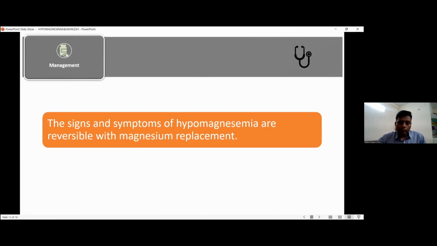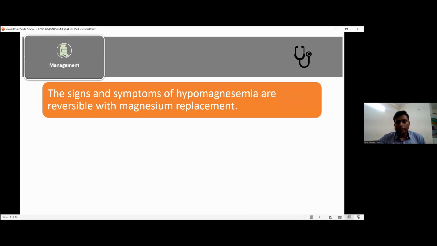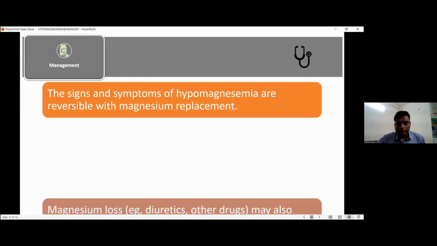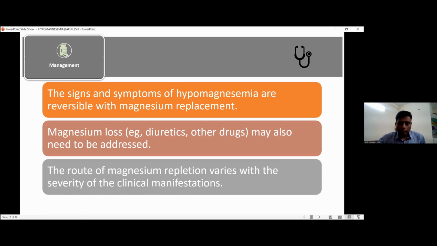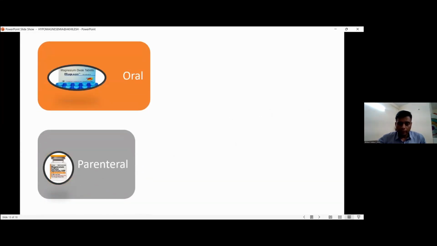So the signs and symptoms of hypomagnesemia are reversible with magnesium replacement. Magnesium losses, either due to diuretics or any other drugs such as chemotherapy, should be addressed and the drug changed. The route of magnesium repletion varies with the severity of clinical manifestation. There are two strategies for magnesium supplementation, either oral or parenteral.